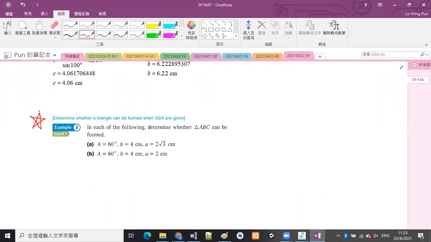In part A, I want angle A to be 60 degrees. I want length B to be 4 cm. I want length A to be 2√3 cm. Can this set of numbers really form a triangle? Maybe this length is too long for us to draw a triangle like this. Do you understand what I mean? Okay, maybe this angle is too small for us to draw a triangle. So if I tell you that angle A is 600 degrees, can you draw a triangle?